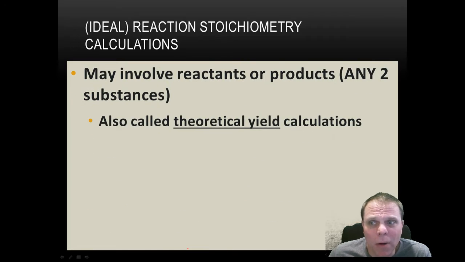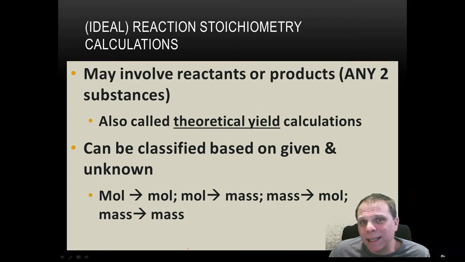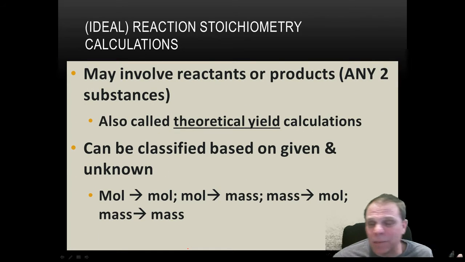All right, so remember that you can be dealing with the reactant side, you can be dealing with the product side, you could go from the reactants to the products, it can involve any of those relationships. It's just going to compare 2 of those. That's what these reaction stoichiometry problems are going to be doing.